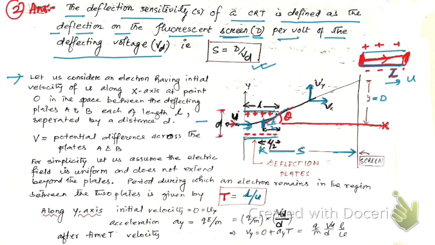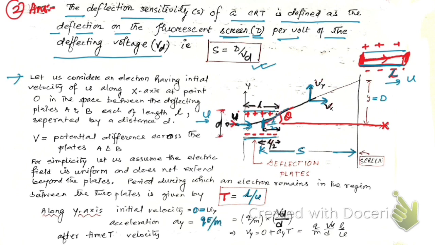It is entering with initial velocity u along the x direction, and it has no velocity component along the y direction. That's why uy is equal to 0. Here we have taken uy equal to 0. Okay, so the acceleration along the y-axis due to the electric field between these two plates will be given by qE by m, where m is the mass of the electron.